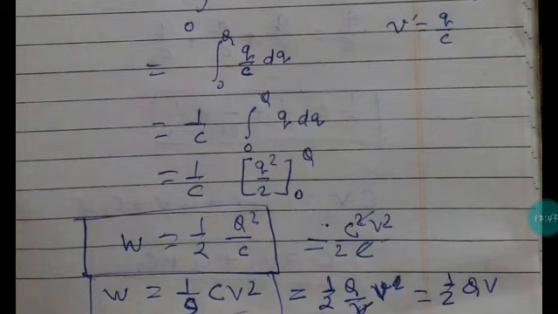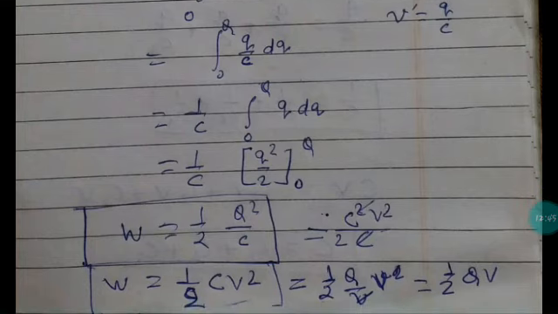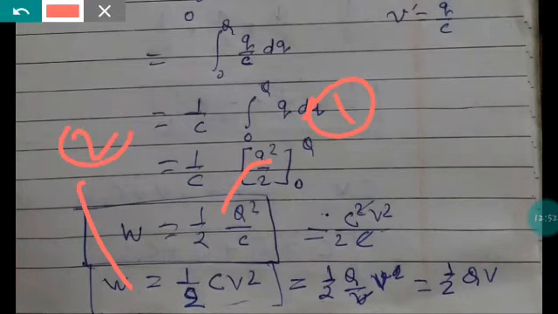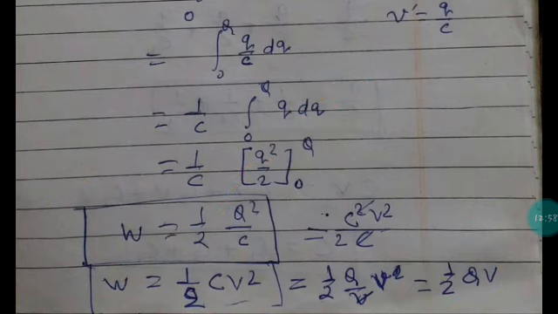So in this expression we have seen, and we got three formulas. First is this one, second is this one, and third one is this one. This was the expression for the energy stored in a charged capacitor.